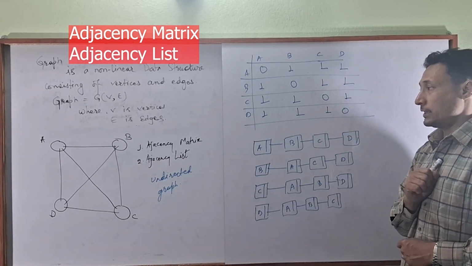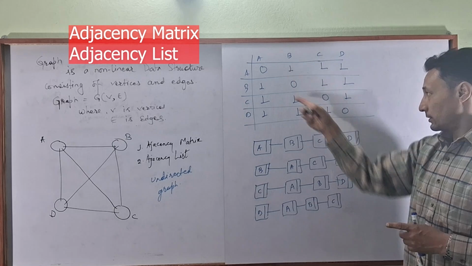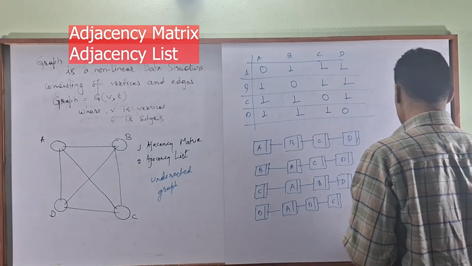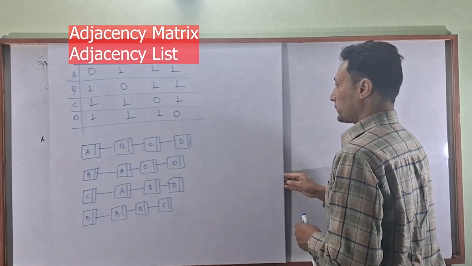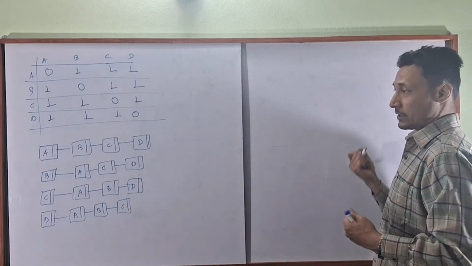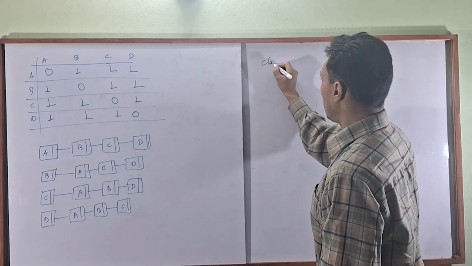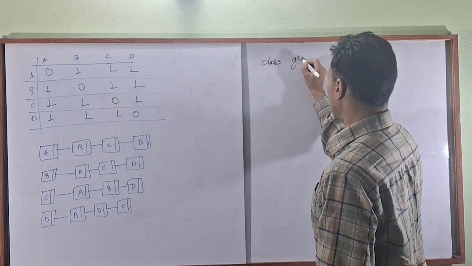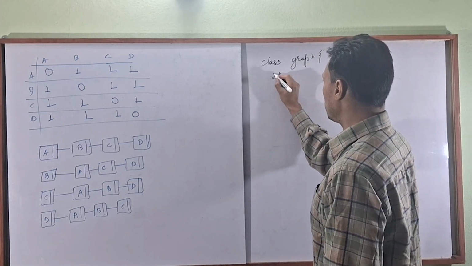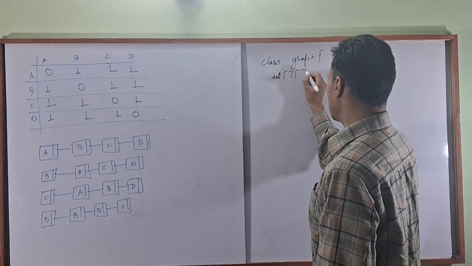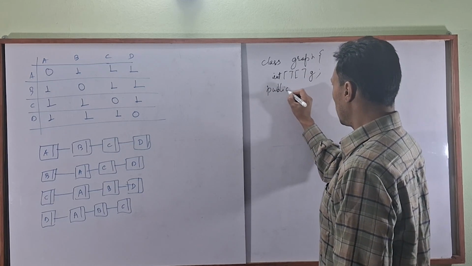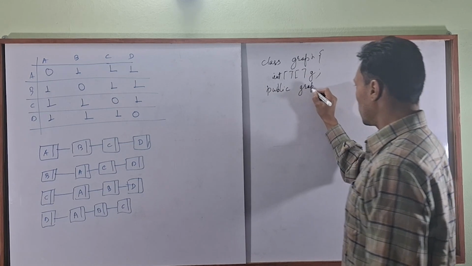Now let's see how we can implement this. Adjacency matrix, I will be writing a simple code for this. Let's suppose we have a class graph. Inside graph we will be declaring a 2-dimensional array. Suppose it is G. We'll be writing a constructor, public graph.